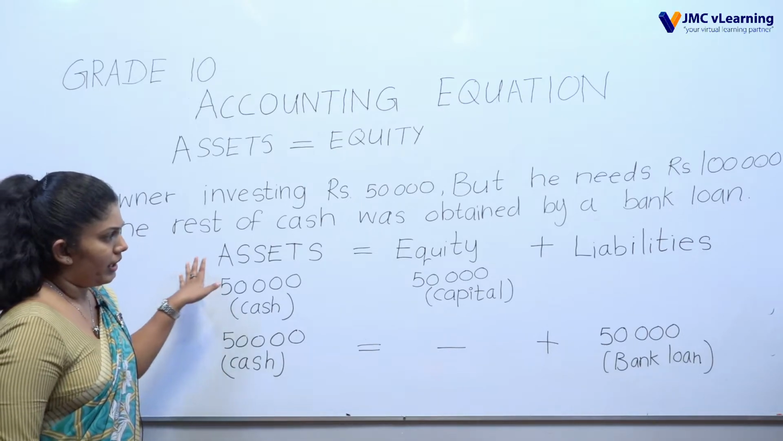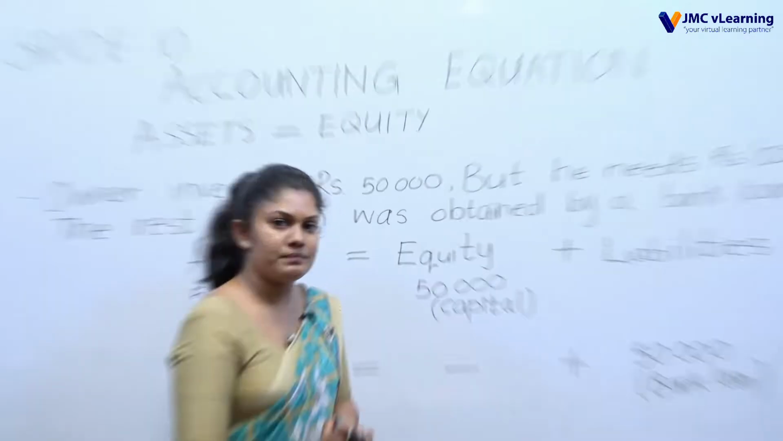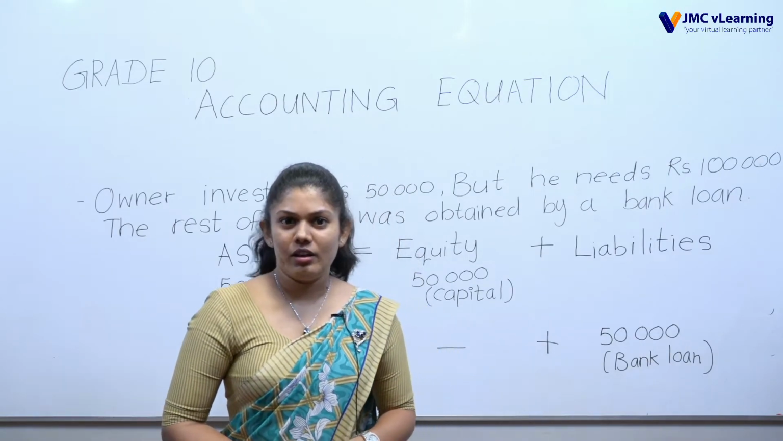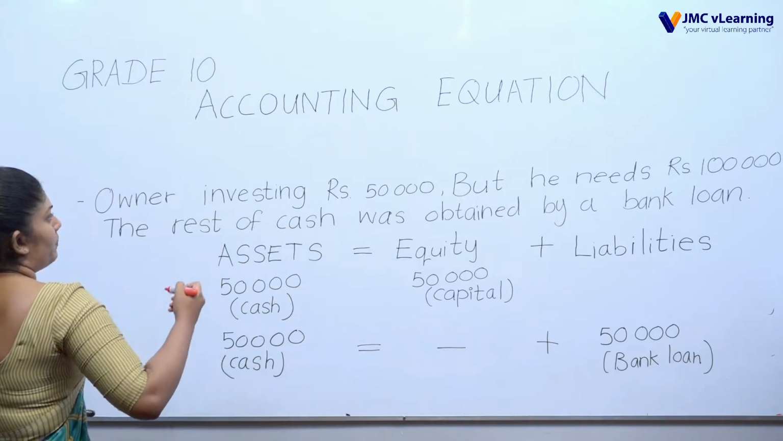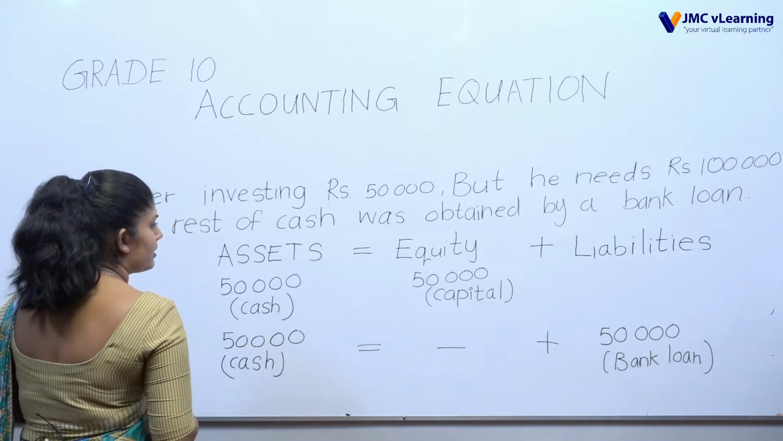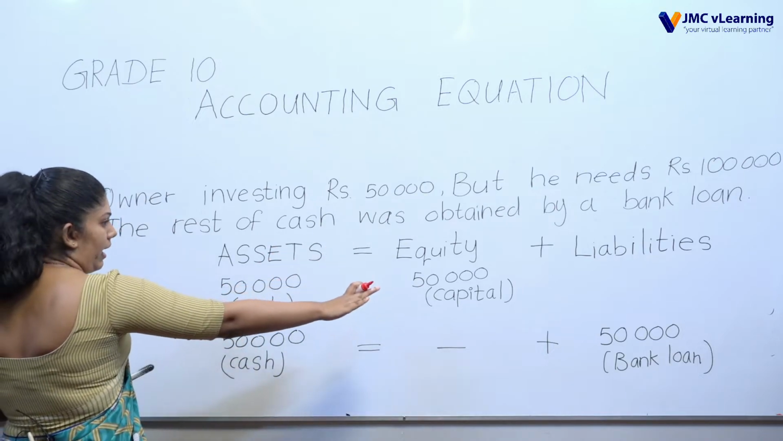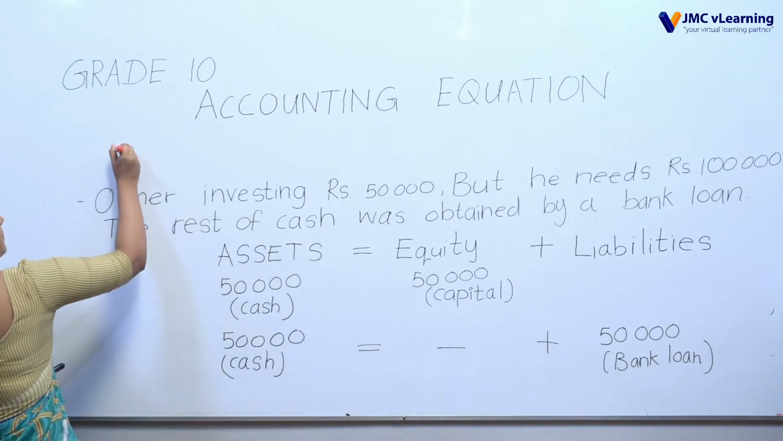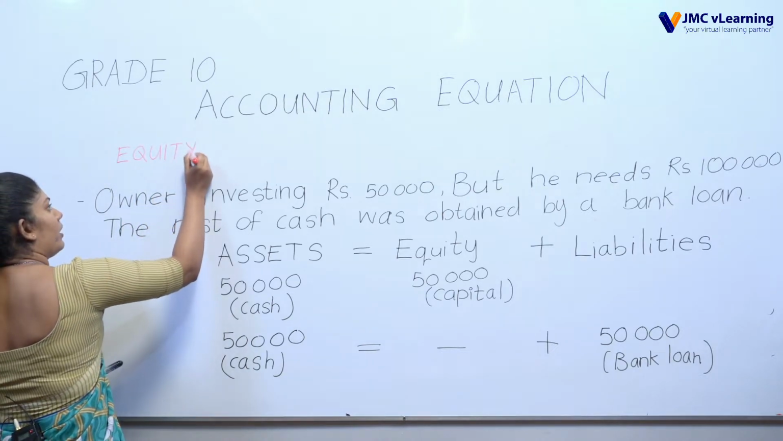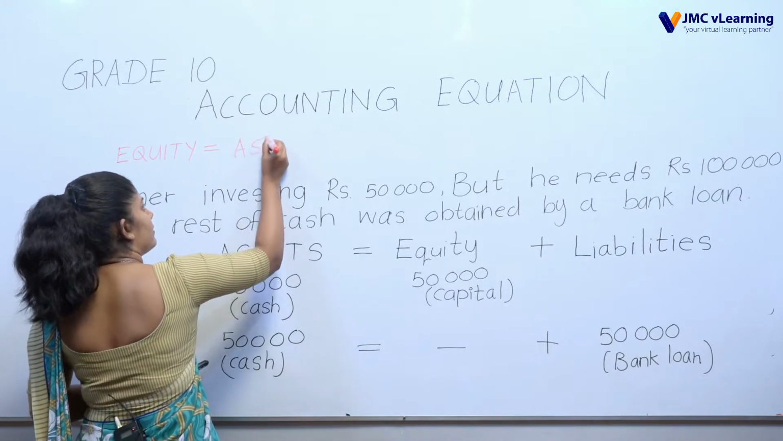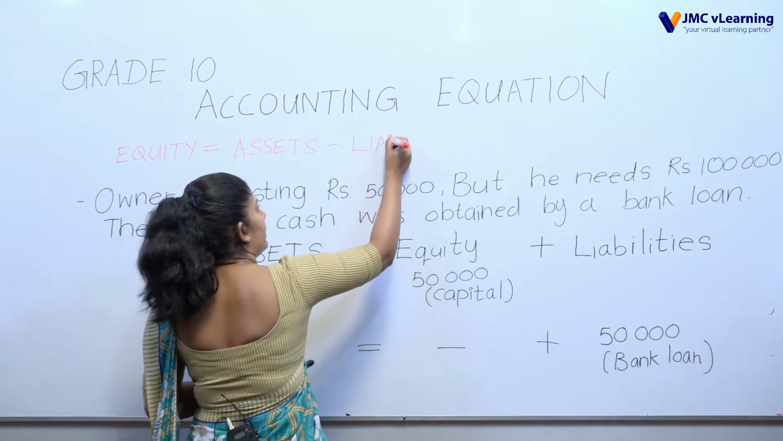Now, is it correct? I asked you a question whether it is correct. Let's see. In the previous part, we discussed equity is the remaining amount of liabilities reduced from assets. Equity equals assets minus liabilities.